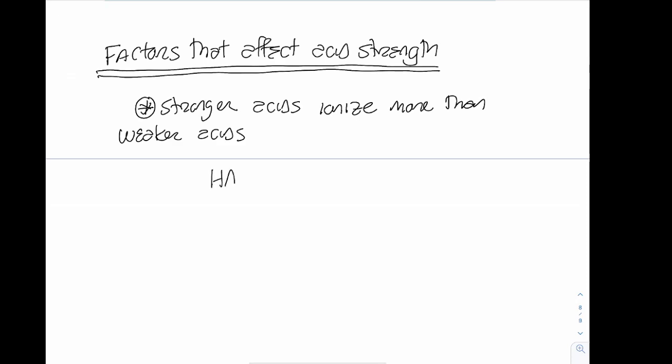If I take HA, I'm just using A as a generic anion, and I produce H plus and A minus, what I'm doing is breaking this bond. I'm going to redraw this real quick because I want to show that bond. If I'm going to ionize them, if I'm going to separate them from each other, I need to break that bond between the hydrogen and whatever the anion is. The stronger that bond, the harder it is to break, the weaker the acid. The weaker that bond, the easier it is to break, the stronger the acid.